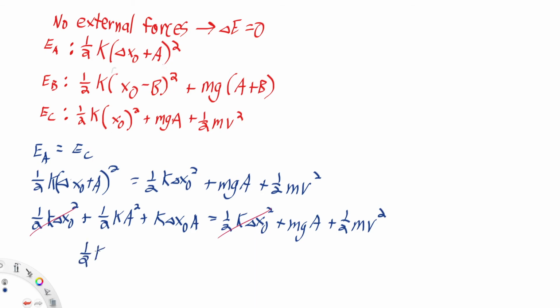1/2 ka squared plus k delta x0a minus mga equals 1/2 mv squared. Let's solve for v.